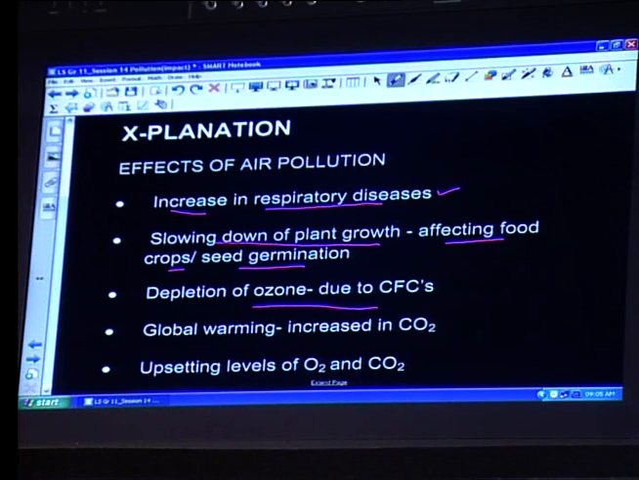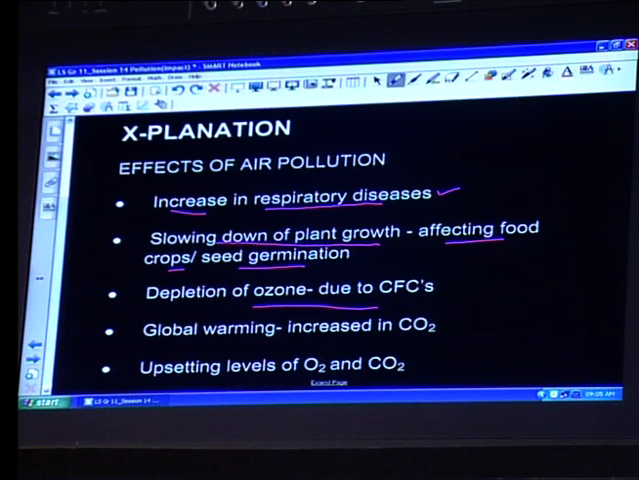So air pollution is having an effect not only on human health but also on plants themselves. And you know that we depend on plants for our very existence. We depend on plants not only for oxygen but also for food. So therefore, indirectly, air pollution is affecting the very existence of life. It's threatening life itself.